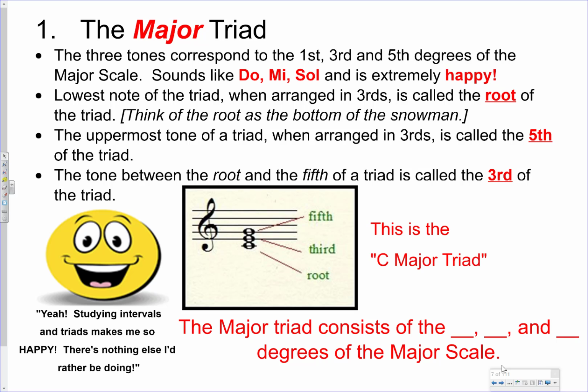Here's a question for you at the bottom. See if you can fill in the blanks. The major triad consists of what, and what degrees of the major scale? Hopefully you said that the major triad consists of the first, third, and fifth degrees of the major scale.